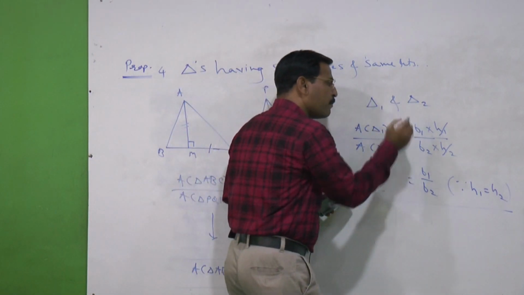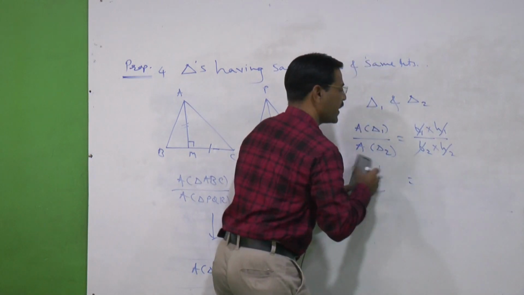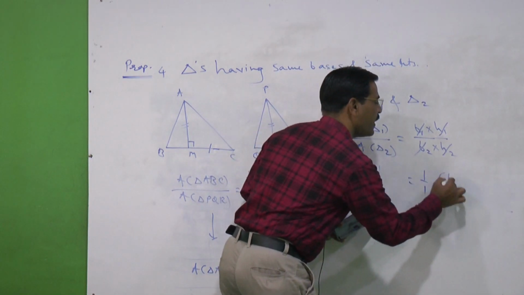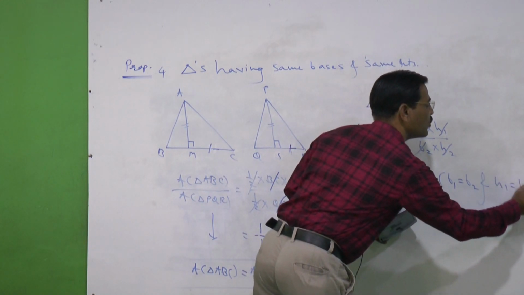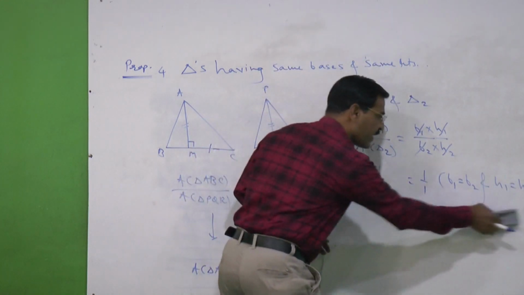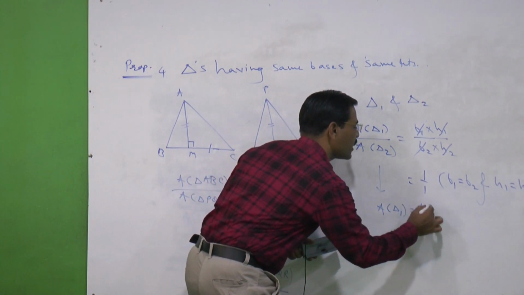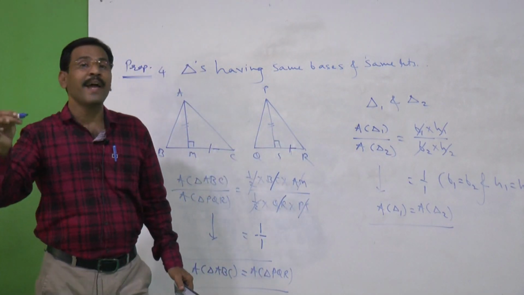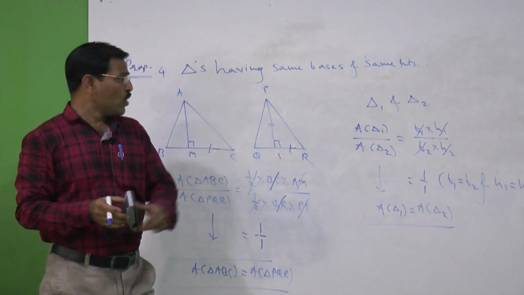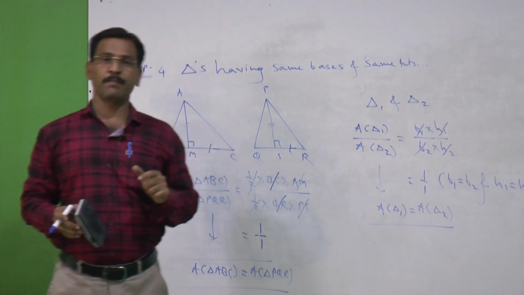Here we can make a conclusion. Suppose B1, B2, H1, H2, all these are the same. Then what will we get here? Here it is 1:1, when B1 is equal to B2 and H1 is equal to H2. So here we can conclude that area of triangle 1 is equal to area of triangle 2. Like this we can conclude. So these are the first 4 properties we explained here.